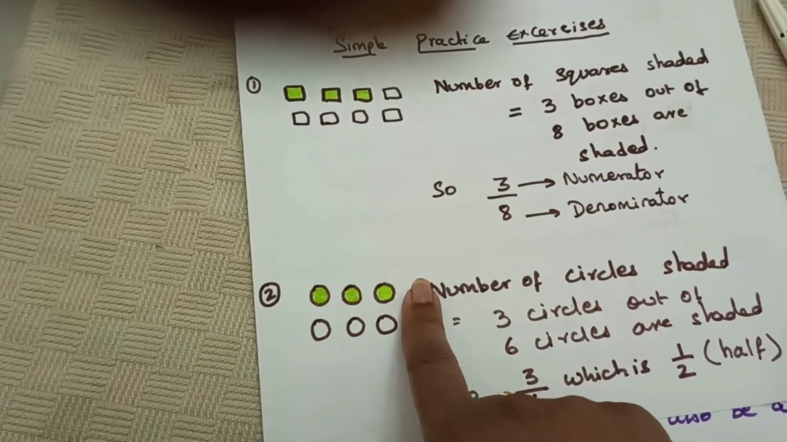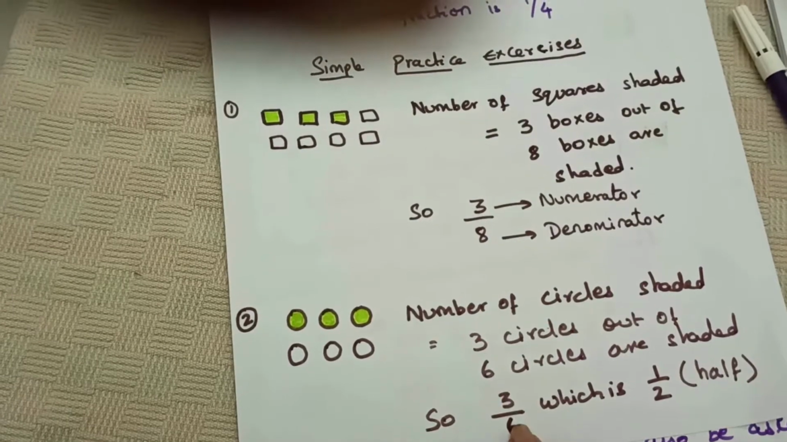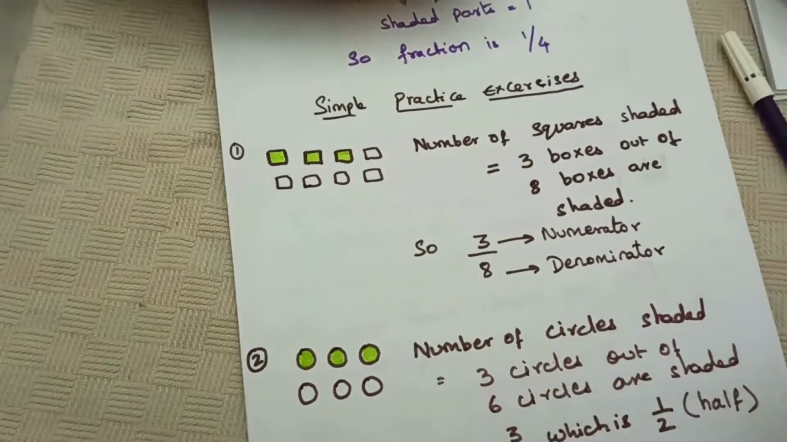Now, with the second example, a total of 6 circles. Out of that, 3 are shaded. So, we will write it as 3 by 6. We also call it half. We will see this later.